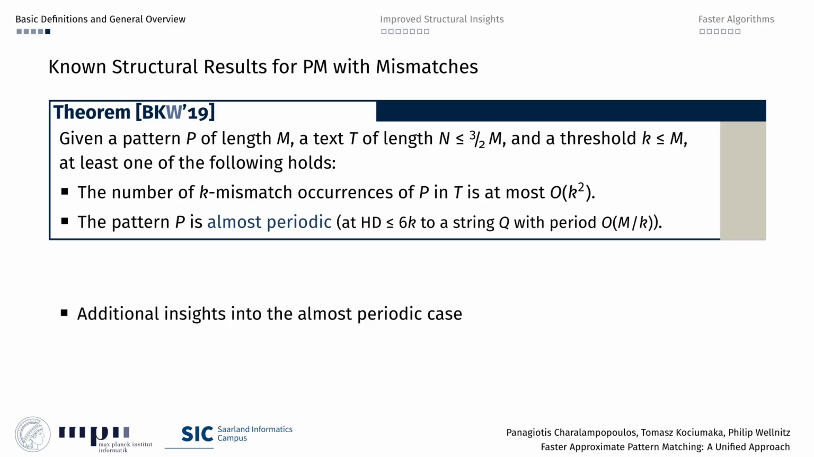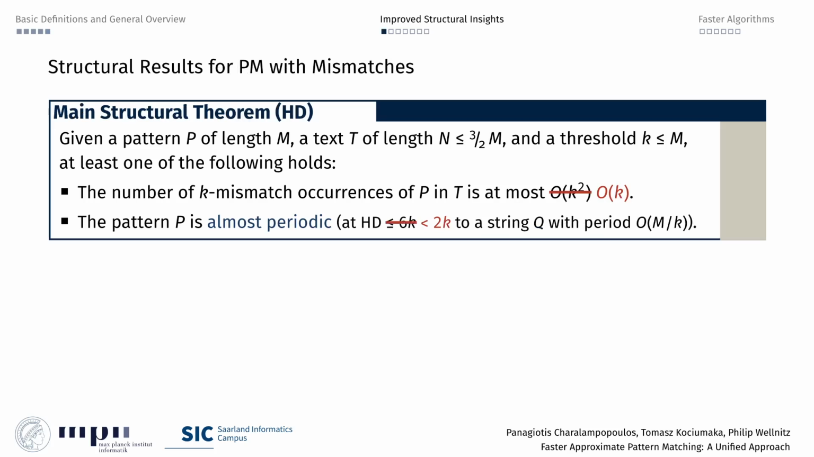Also, we proved some additional insights for the almost periodic case. Now in this work, we improved this insight as follows. First, we further reduced the bound on the number of occurrences, and second, we decreased the number of mismatches required for the almost periodic case. Of course, you may now ask, are these bounds finally optimal? And I have good news for you.